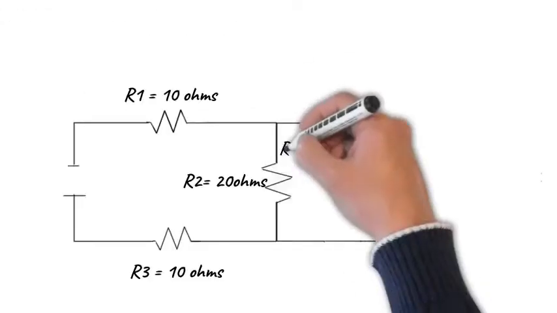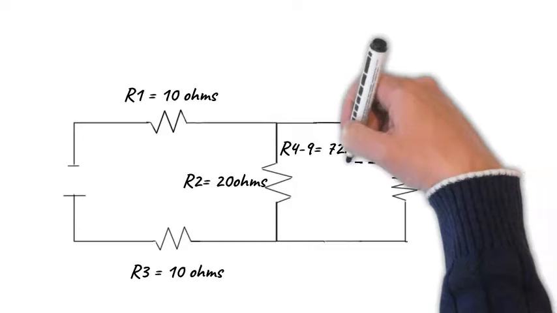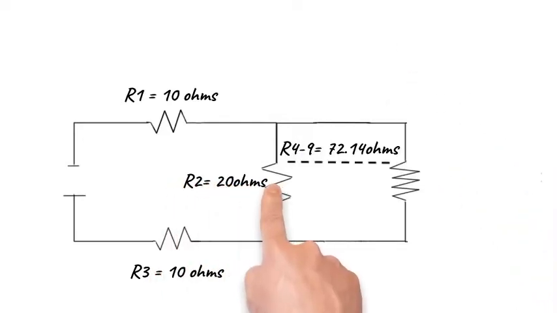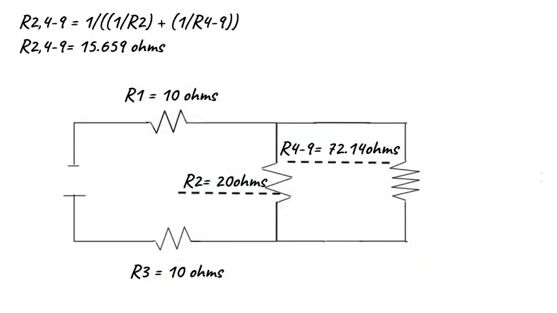Once we have completed that, we redraw again and acknowledge that our 4 through 9 is going to be in parallel with R2, and we will use the inverse formula to add those two resistive values together for a total of 15.659 ohms.